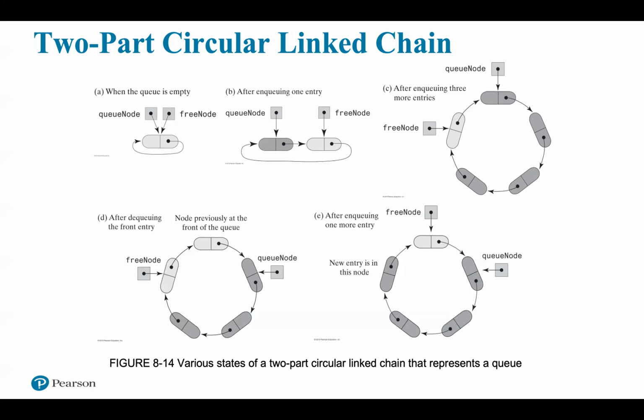We must do so if the queue node equals free node dot get next node, as shown in figure 8-14e. That was not the case when we added an entry to the queue in figure 8-14d. A node was available without allocating a new one. But notice in figure 8-14a, the queue node also equals free node dot get next node when the queue is empty. This makes sense because to add to an empty queue, we need to allocate a new node.